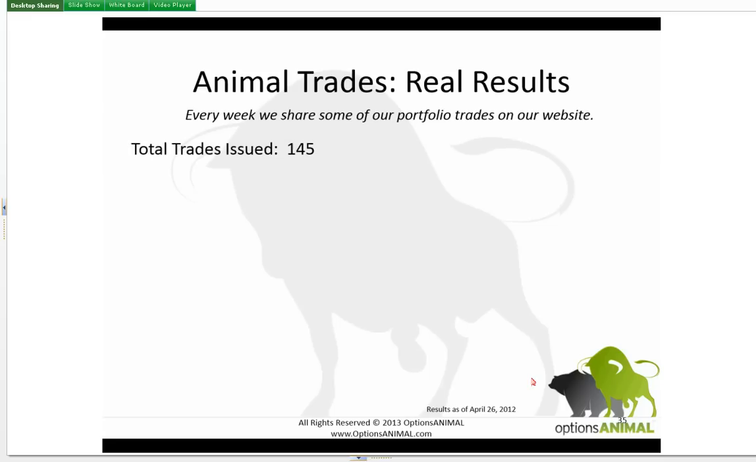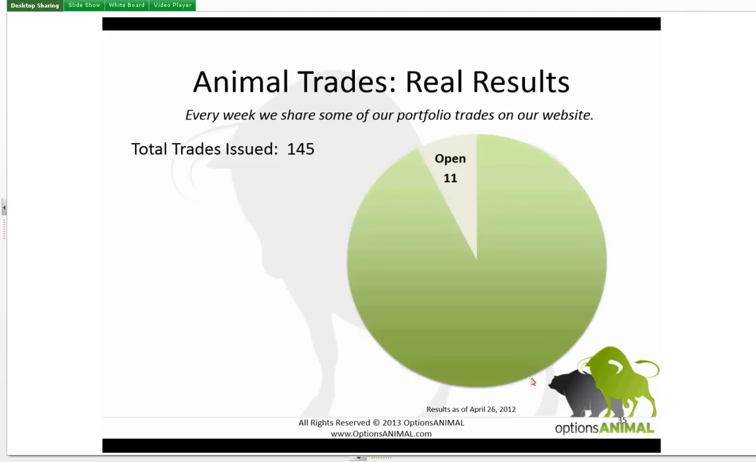And so, just as an example, these are real trades. All the trades are published and out there and still available for you to go back and look at. These are not back tested. These are real trades done when the market's open. We've had 145 trades. 11 of them are still open. 9 of those trades have been closed for a loss. So 125 of our 145 have been traded profitably.